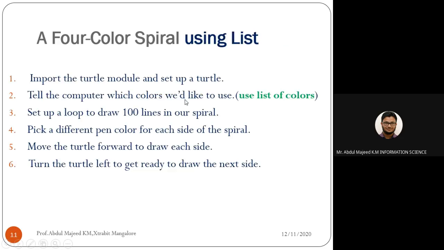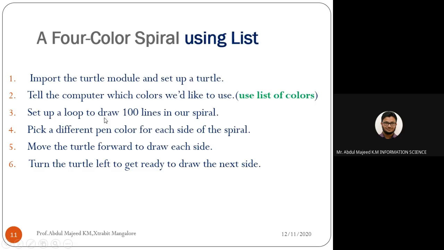Then a 4 color spiral using a list. We are creating a 4 color spiral using a list. You have to use 4 different colors. Step number 1, import the turtle module and set up a turtle. Then tell the computer which colors we would like to use. For that, you can use the concept called list. You can create a list and specify the colors that you like.